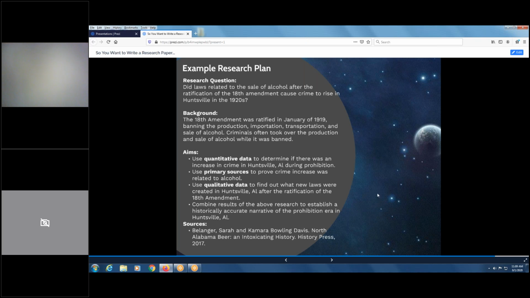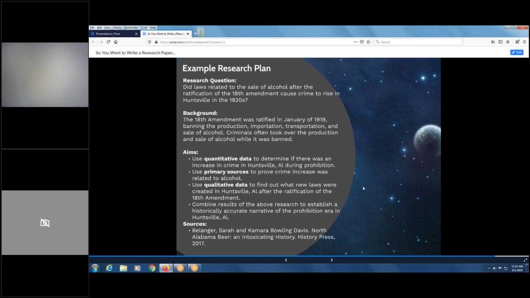Okay, and then here are my aims. So I'm going to use quantitative data, right? So I'm going to use numbers to determine if there was an increase in crime in Huntsville, Alabama during Prohibition. So I know that one of my objectives during my research is to find that quantitative data about crime in Huntsville.